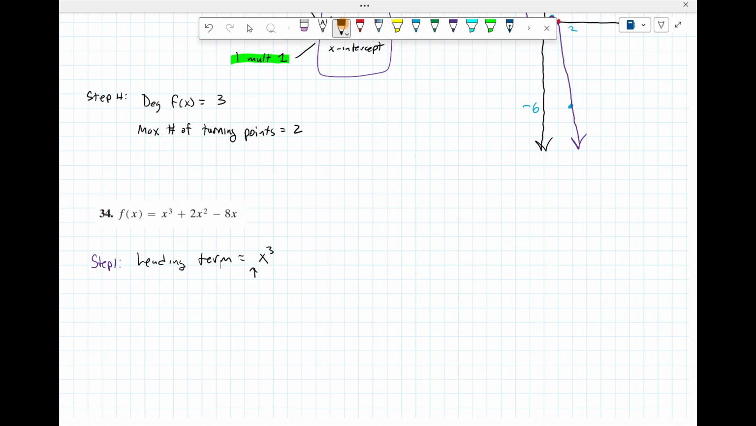Notice that this is positive, and the exponent is odd. So again, the end behavior will be the same as the end behavior of y equals x to the third, not surprisingly. And that looks something like this. Well, more like this. So on the left, it goes to negative infinity. On the right, it goes to positive infinity. And we are done.